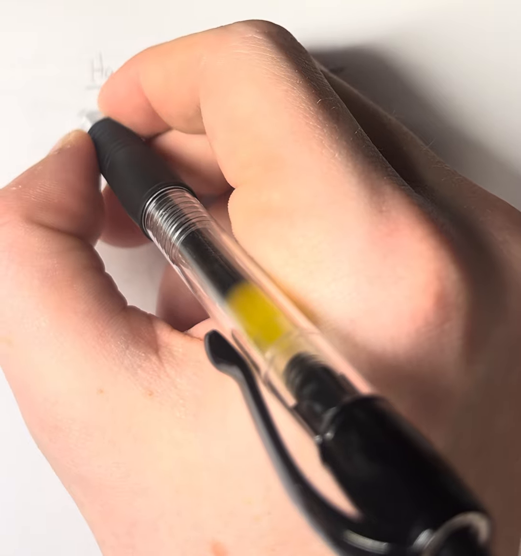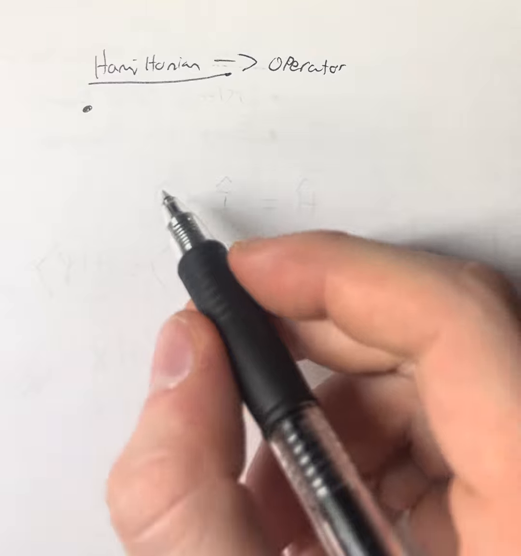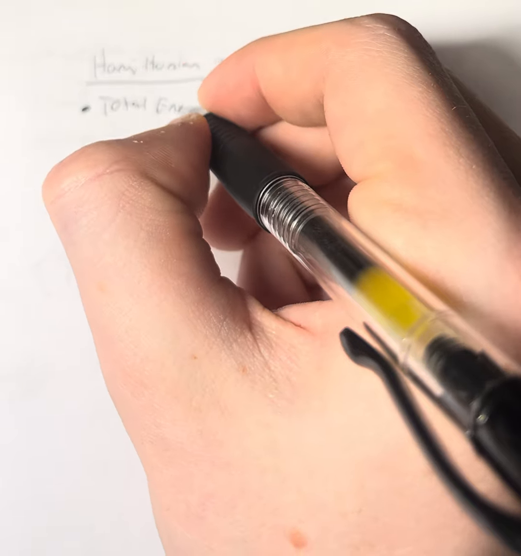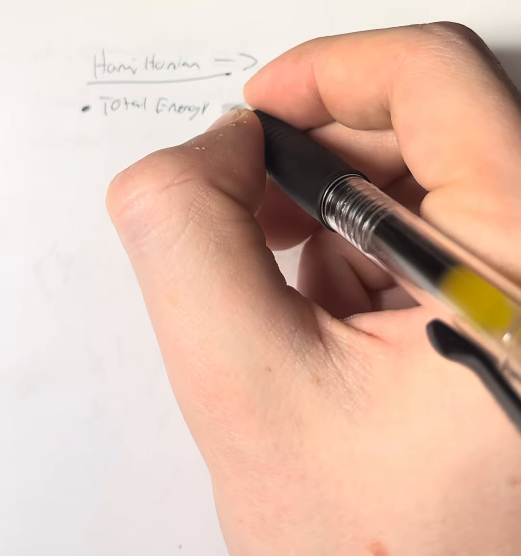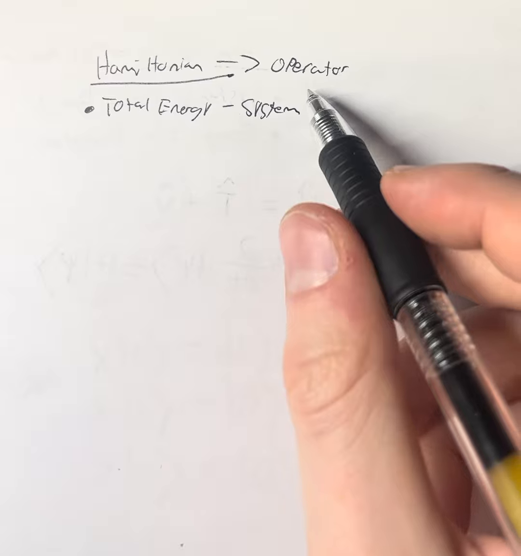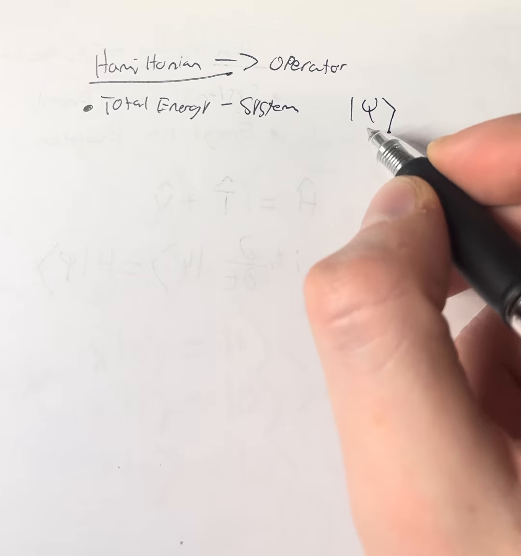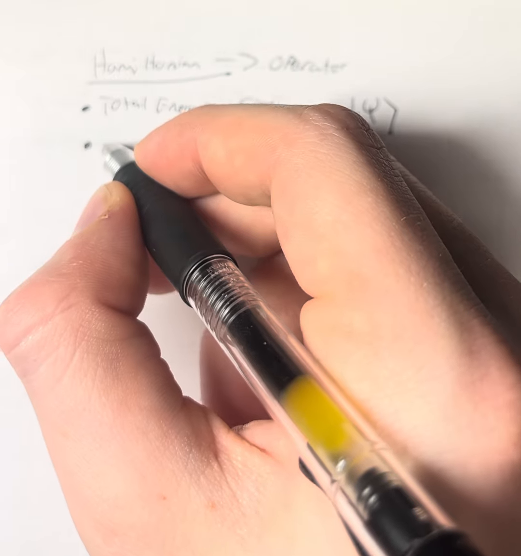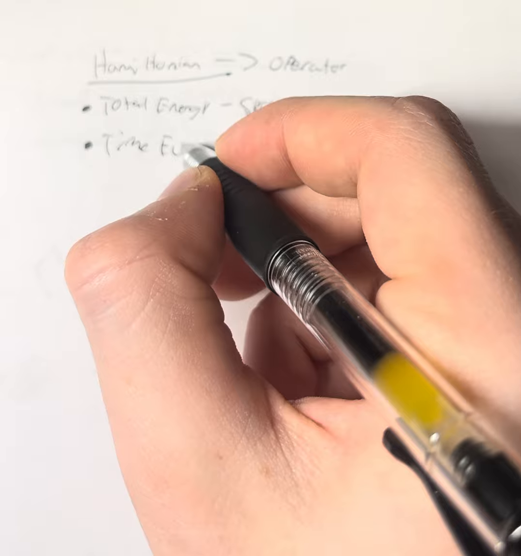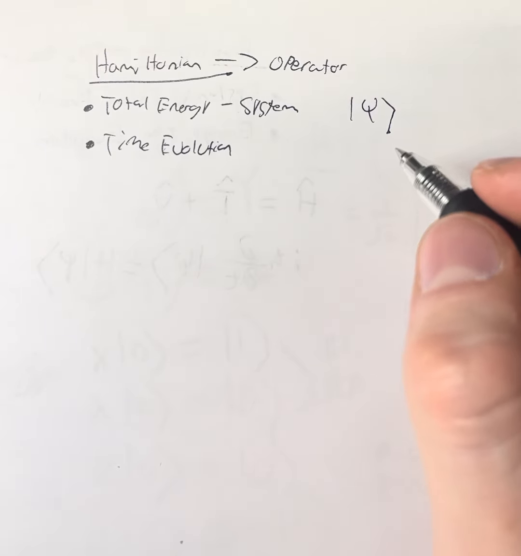Now, the information that Hamiltonians give us is mostly twofold, and that is the total energy of the system. So if we apply this to any quantum state vector psi, we will get the total energy of the system. And also, in some cases, it describes the time evolution of the system. So how the system evolves over time.